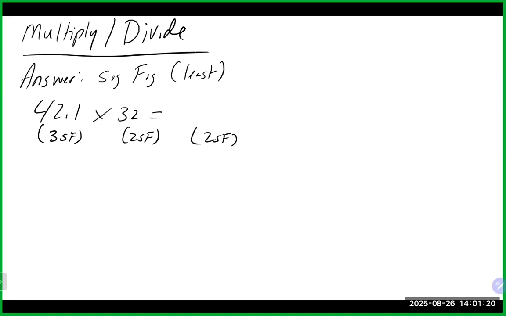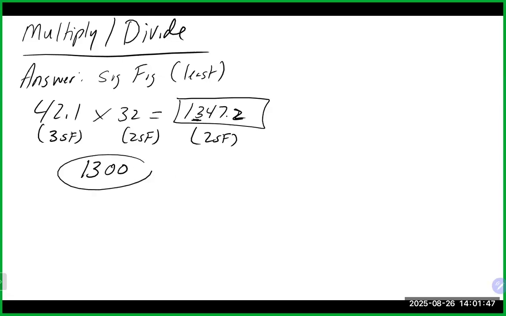If I do 42.1 times 32 on my calculator, what is displayed is 1347.2. A reminder that your calculator does not usually give you the right sig figs or scientific notation unless you have a program to do so. In this case, we would want to go to 2 significant figures. Normal rounding applies here.